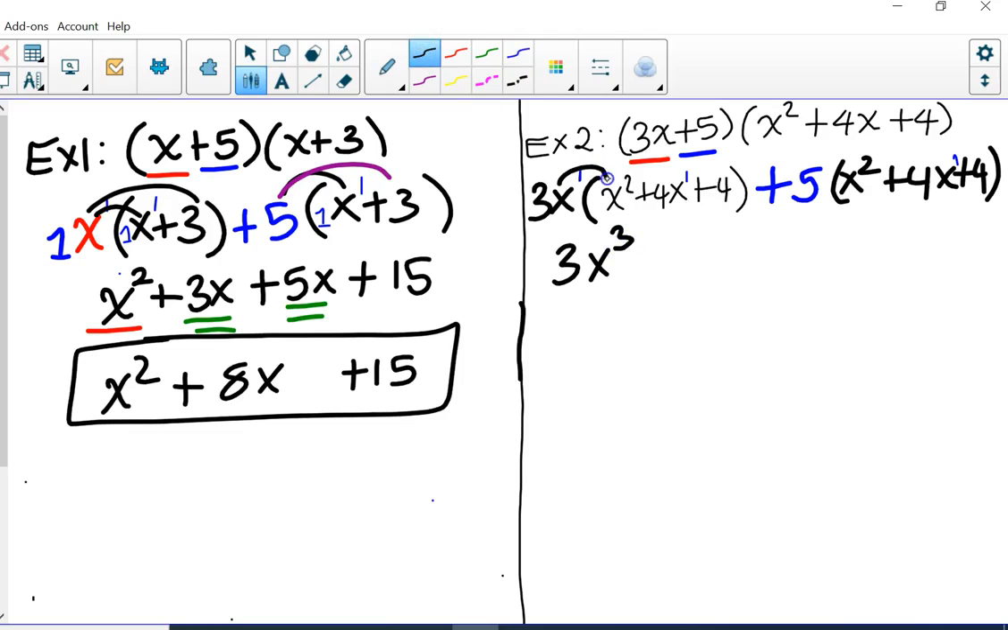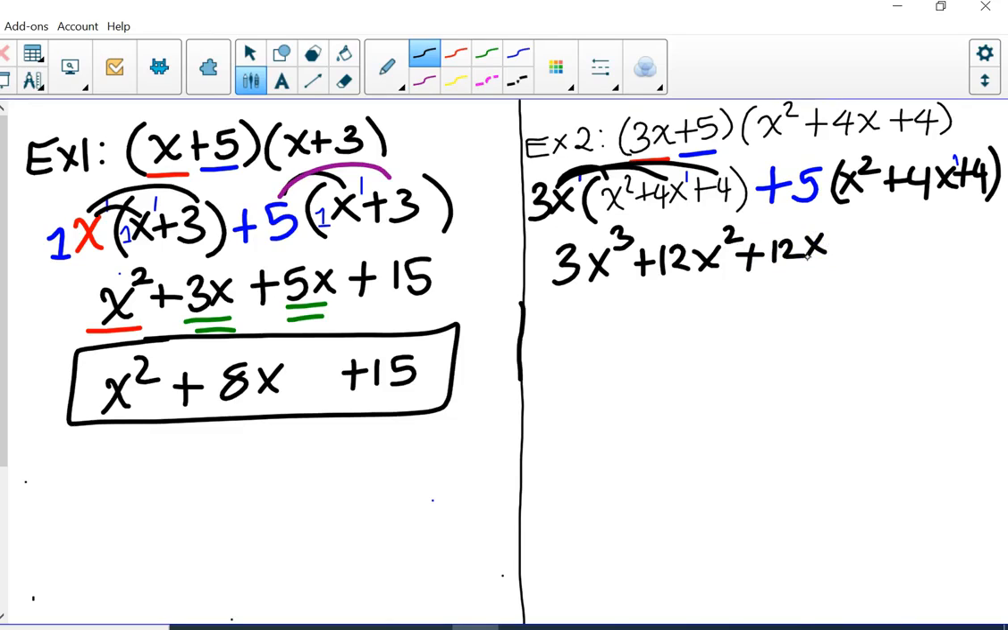Next, I do this little arrow. Next, you would want to do 3x times 4x. You would say 3 times 4, that's 12, and you're going to write x. Remember to add your exponent: x to the 1 times x to the 1, 1 plus 1 will be 2. And then our last one will be 3x times 4. You would say 4 times 3, that will be 12. So 3x times 4 is 12x.